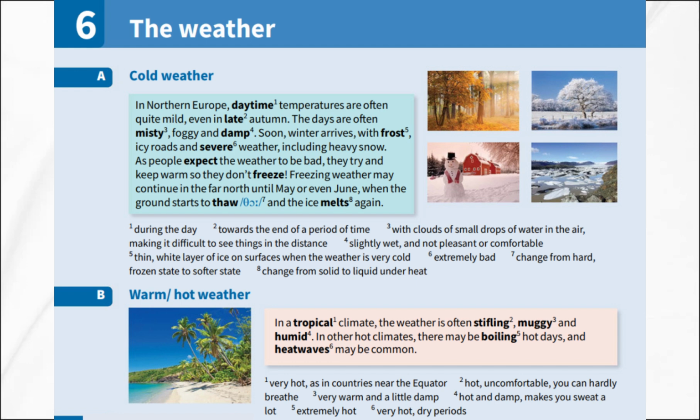Here is a quick recap. Tropical means very hot, like countries near the equator. Stifling is hot and uncomfortable, making breathing difficult. Muggy is very warm and a little damp. Humid means hot and damp, which makes you sweat. Boiling is extremely hot. A heat wave is a very hot, dry period.